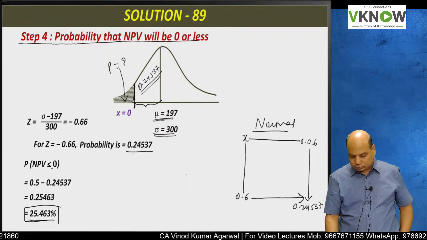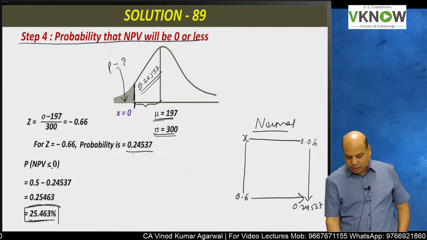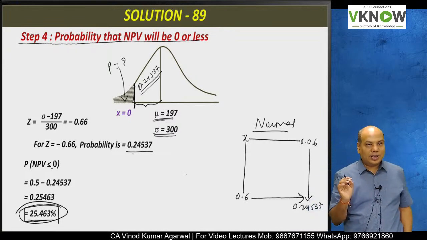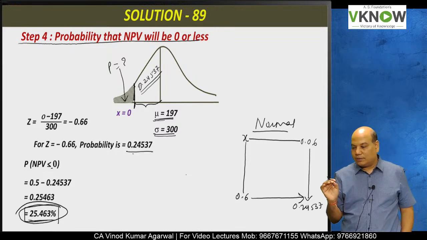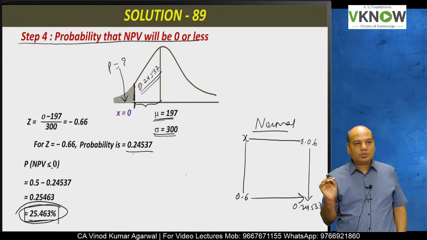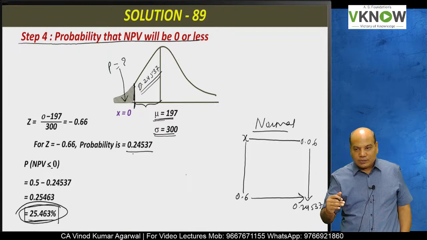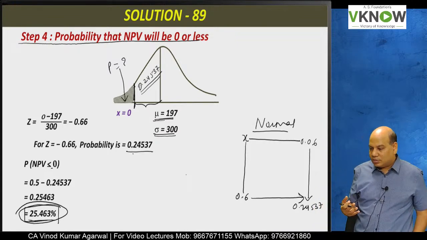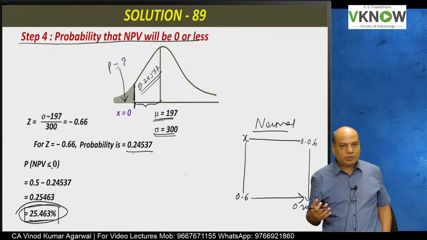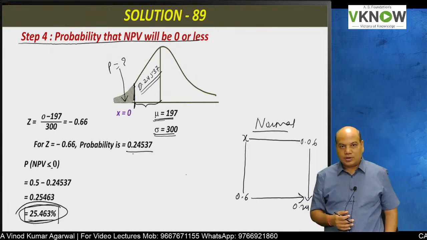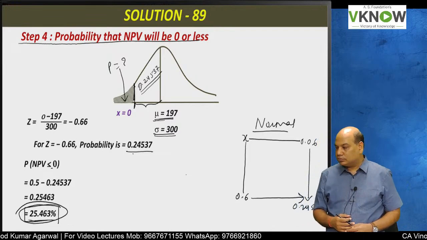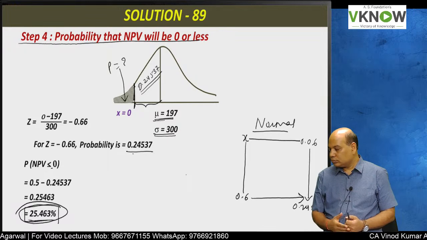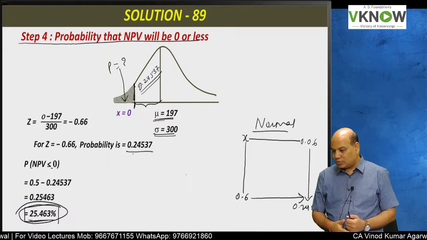24.463%. So you are carrying a risk that your NPV can be negative with 25.46% probability. You can have a negative NPV, but the probability is approximately 25.463%. Is it right now? Can we go to the next answer?